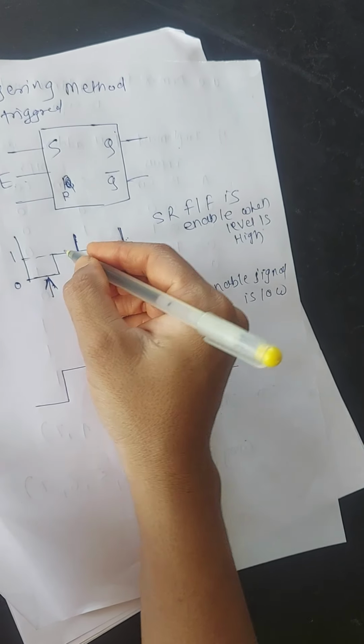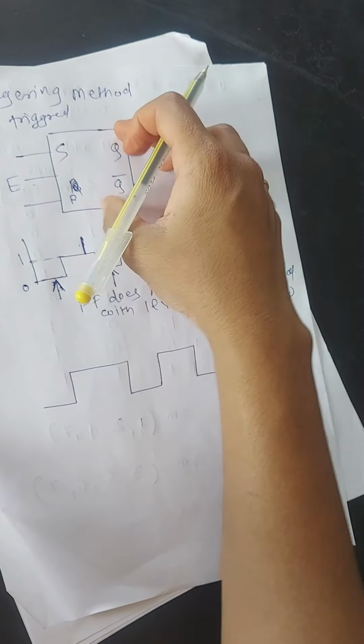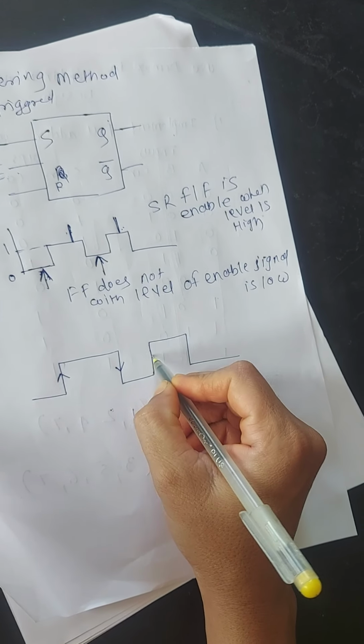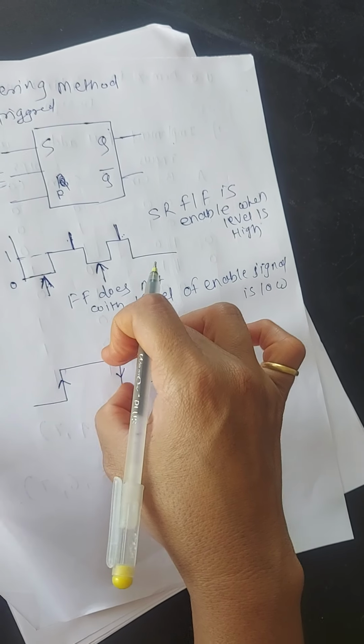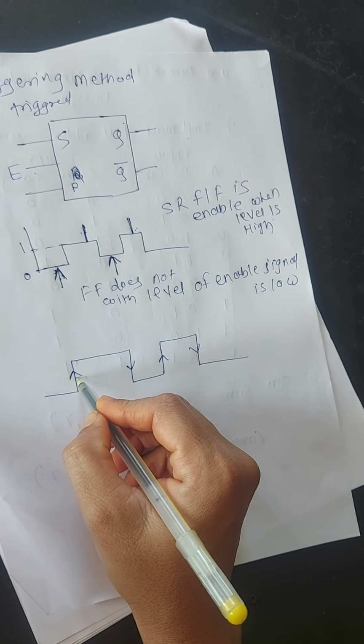But in a level trigger, when the clock signal is low level or high level, the flip-flop responds and changes its output. But in an edge trigger, for every clock signal there is a rising edge and a falling edge. Within that time the flip-flop will change its output. That is called edge trigger.